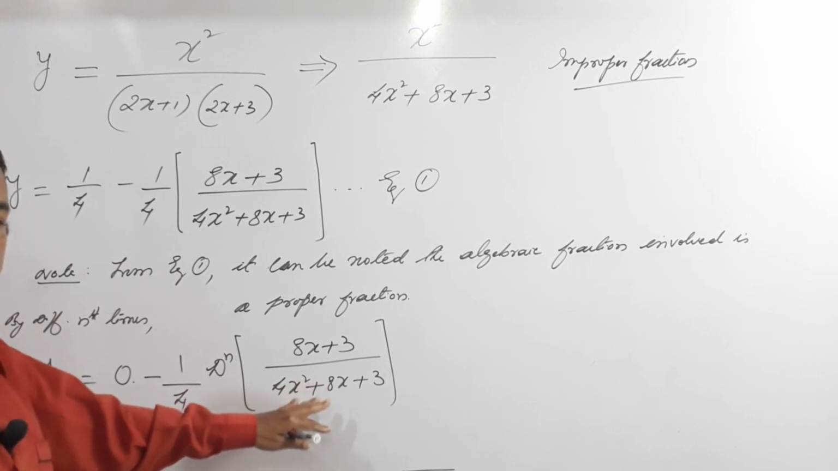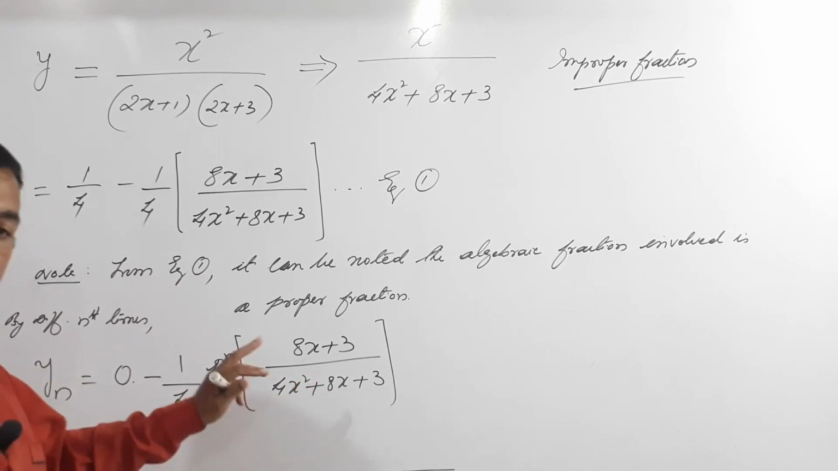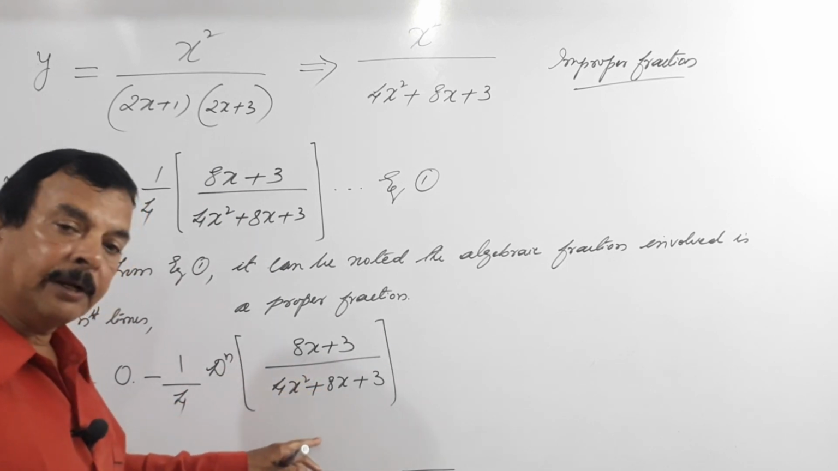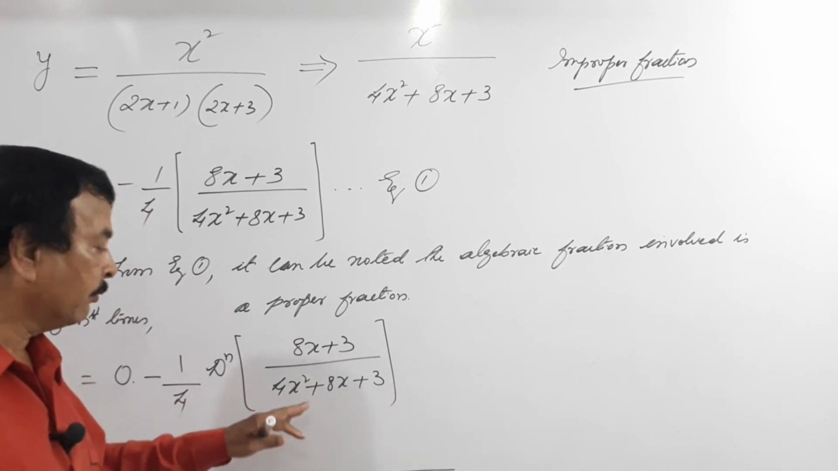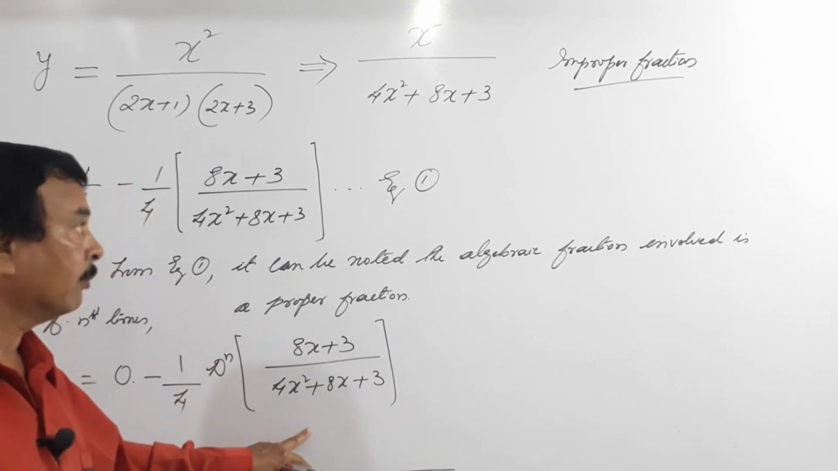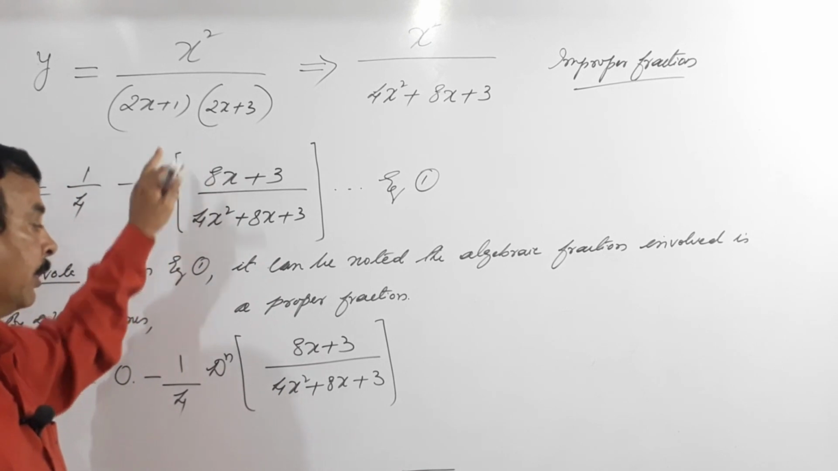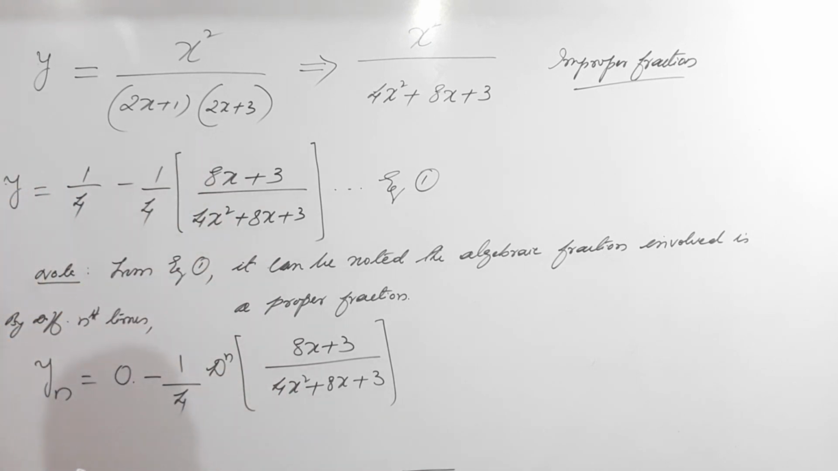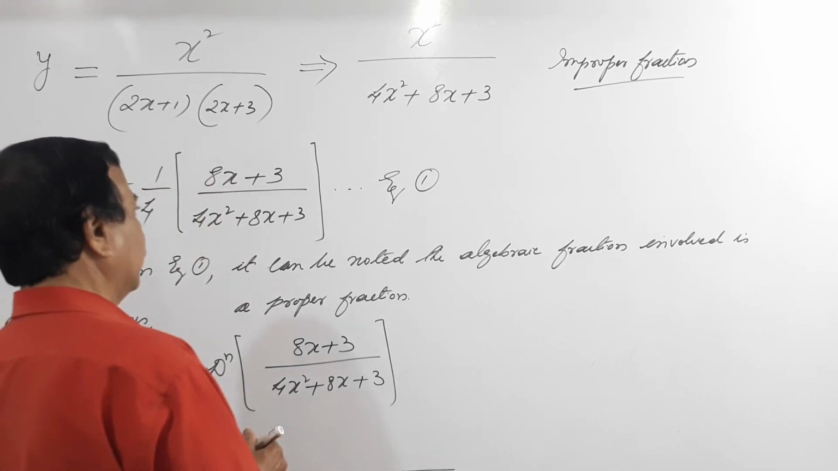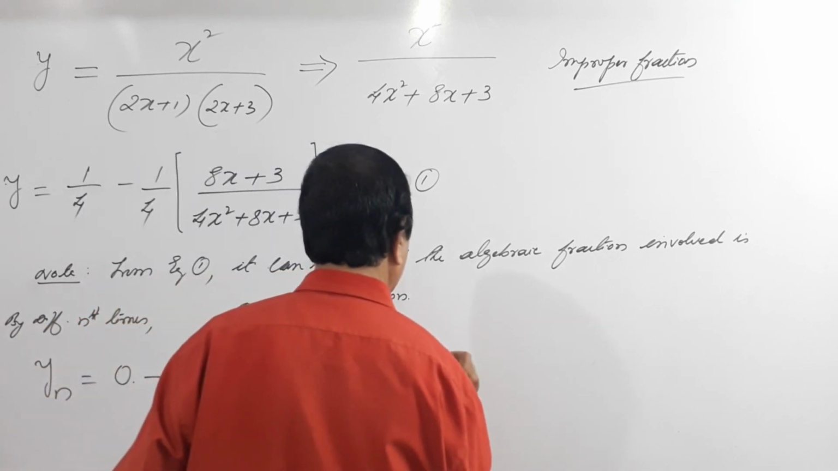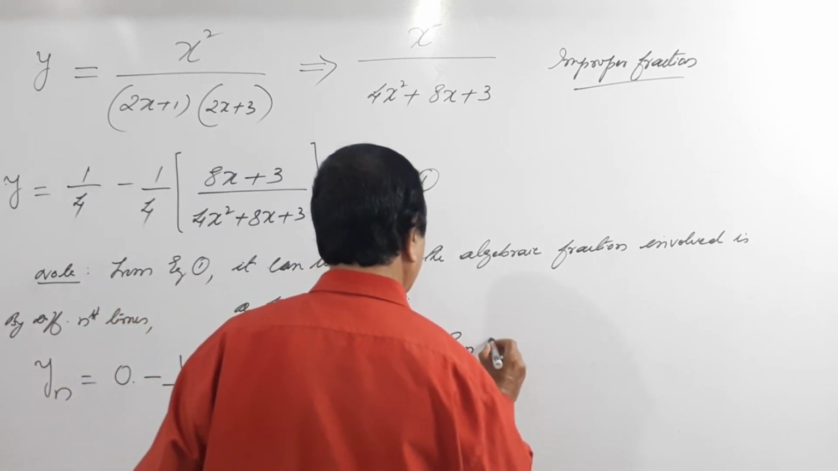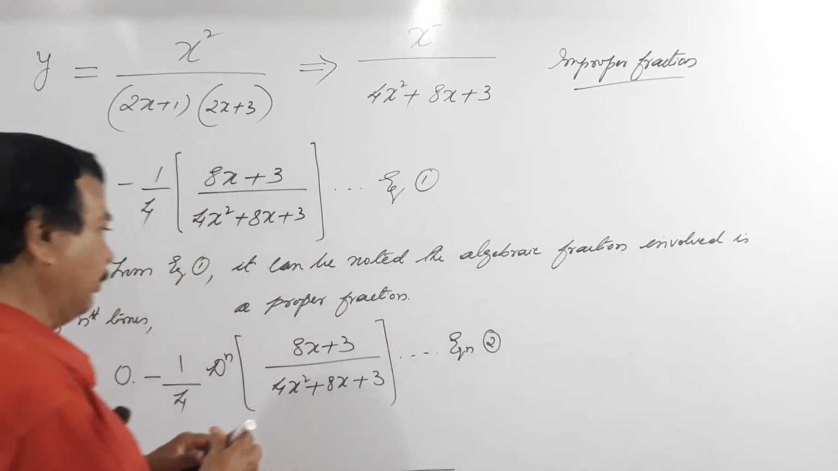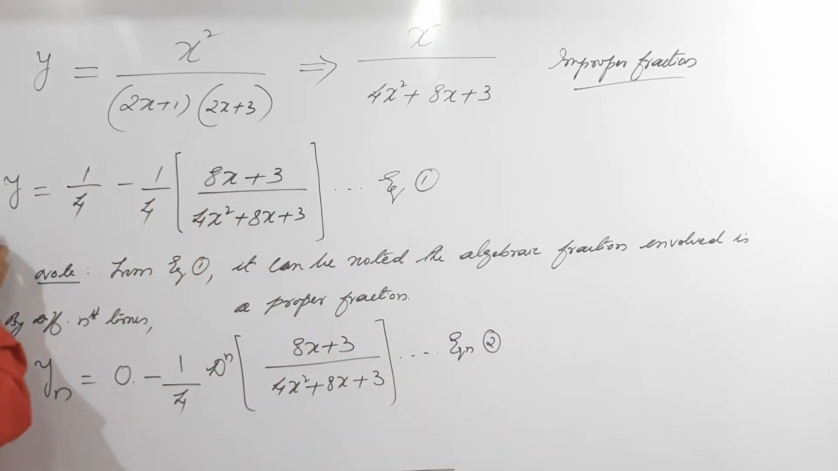Done. Now we have come to a stage like before. So now we have to differentiate this. Straight away it is not possible to differentiate this. We shall factorize this denominator and bring it to this form. Done. So I call this equation 2. I rub this.